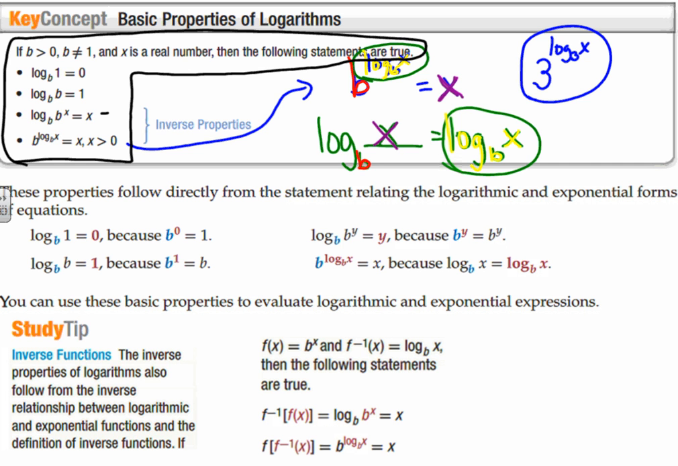If b is greater than 0 and b does not equal 1 and x is a real number, then the following statements are true. The log base b of 1 is 0. The log base b of b is 1. The log base b of b to the x is x. And b raised to the log base b of x is equal to x. And there is a little disclaimer on that one that x has to be greater than 0.